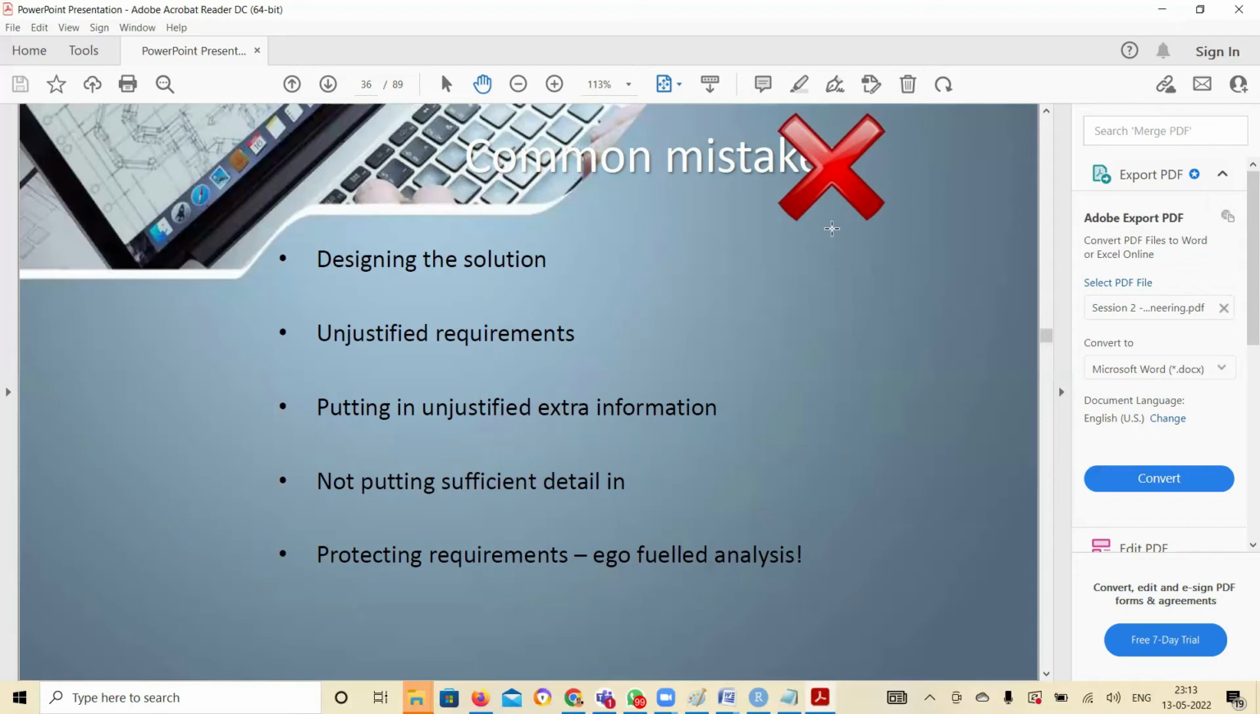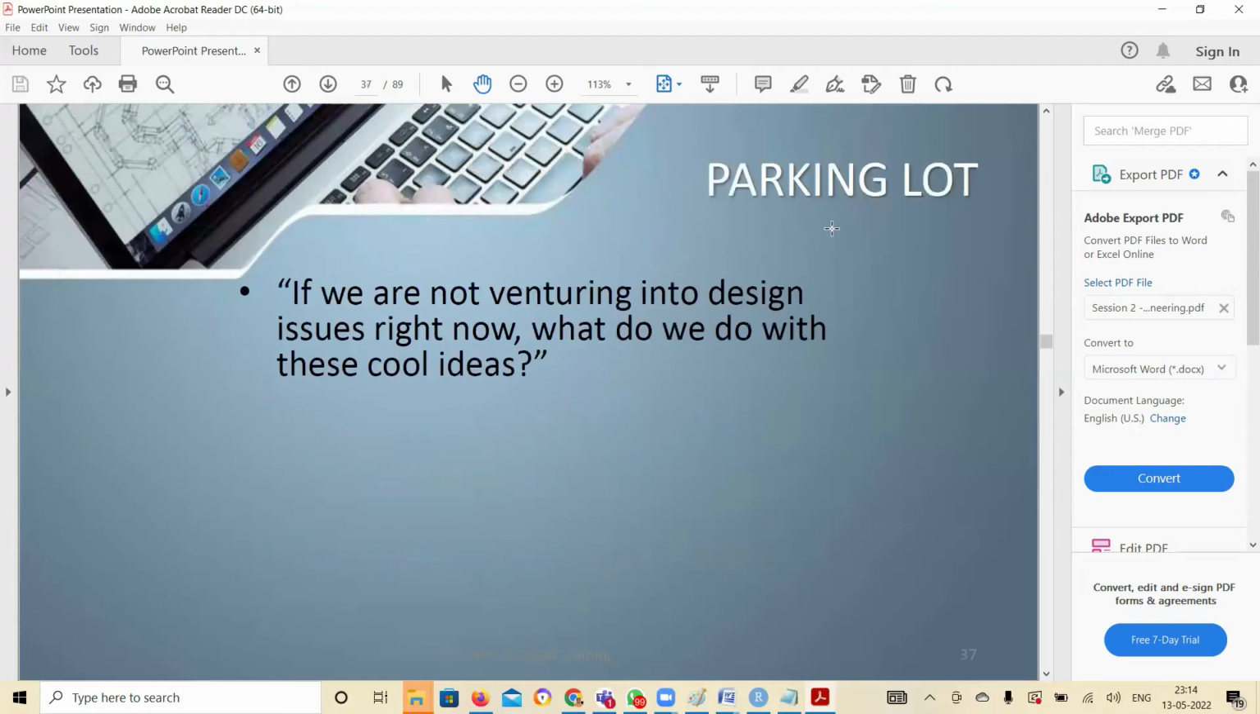Okay. It's about what, not how. So don't design. Okay. It should be concise, right? Okay. Don't put unjustified extra information, and not putting something in detail means it's not complete, isn't it? And only prioritized requirements should be there.